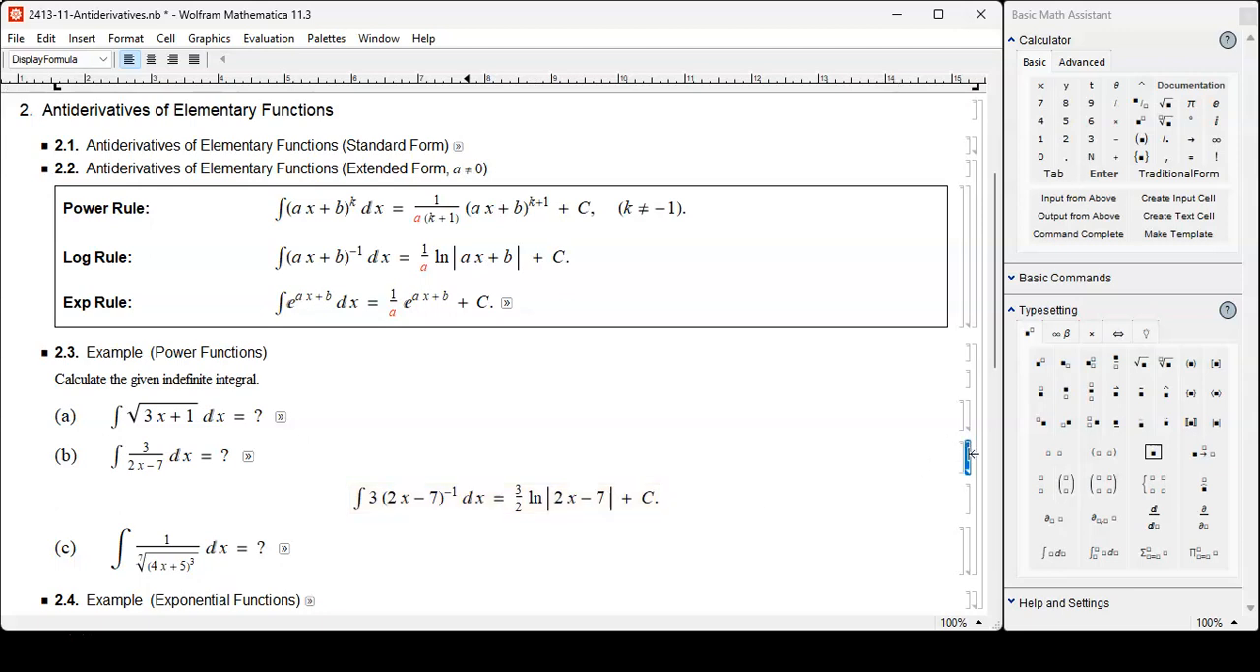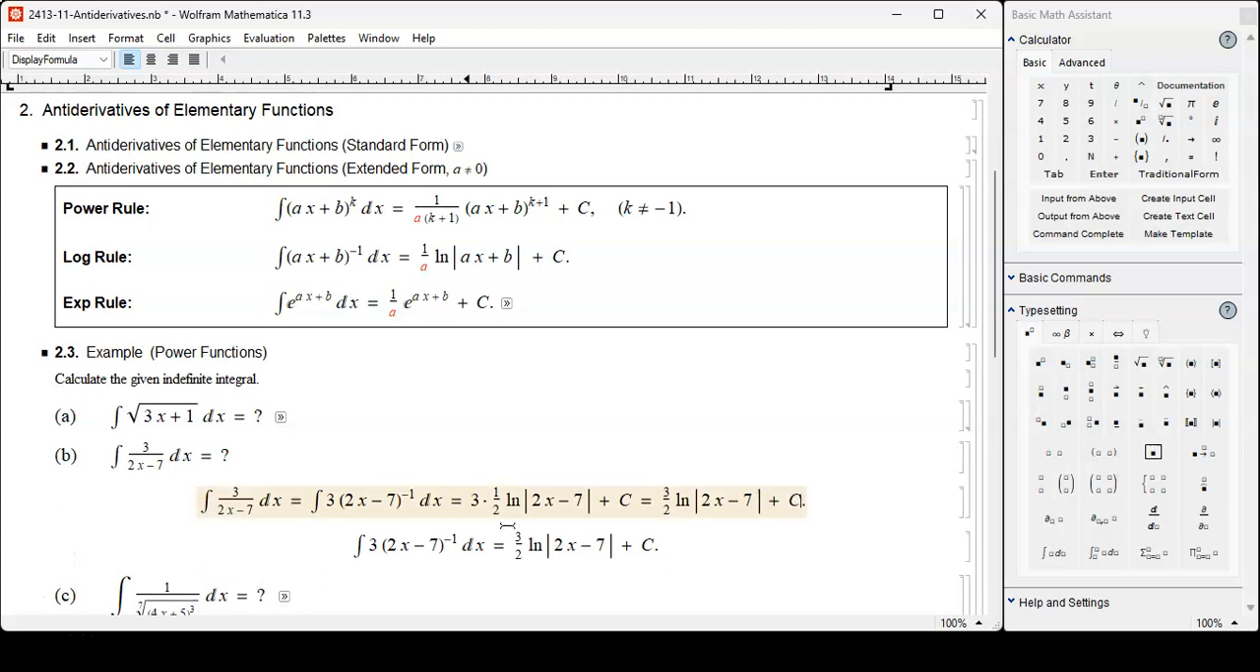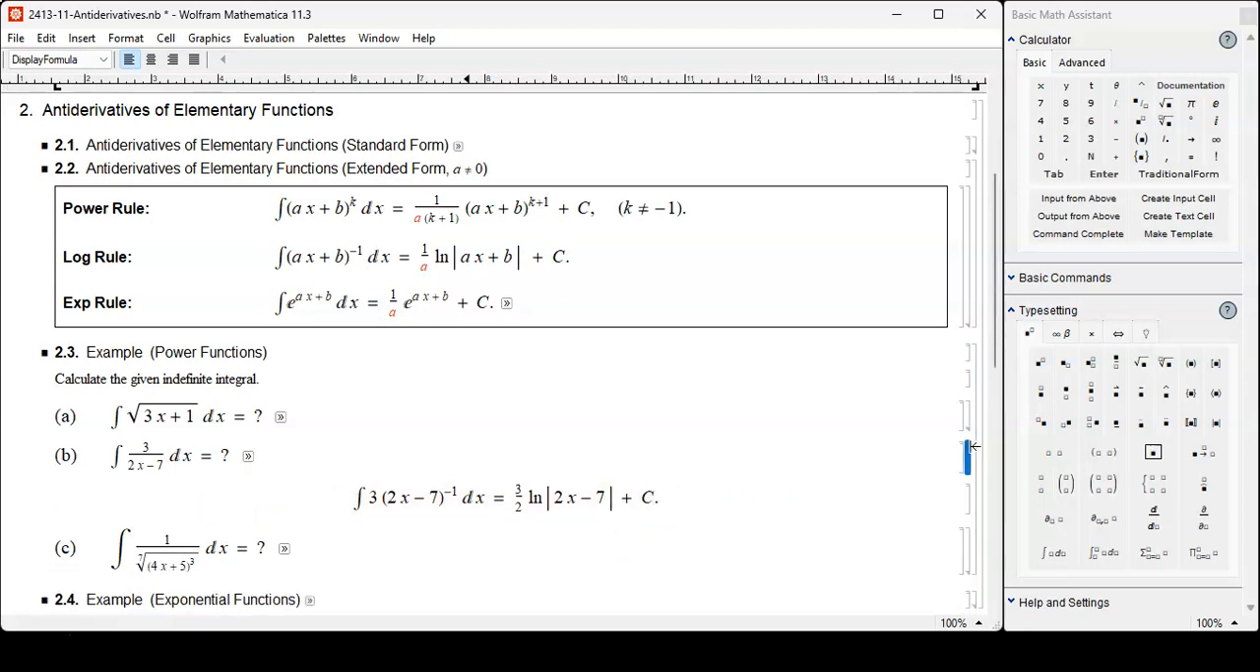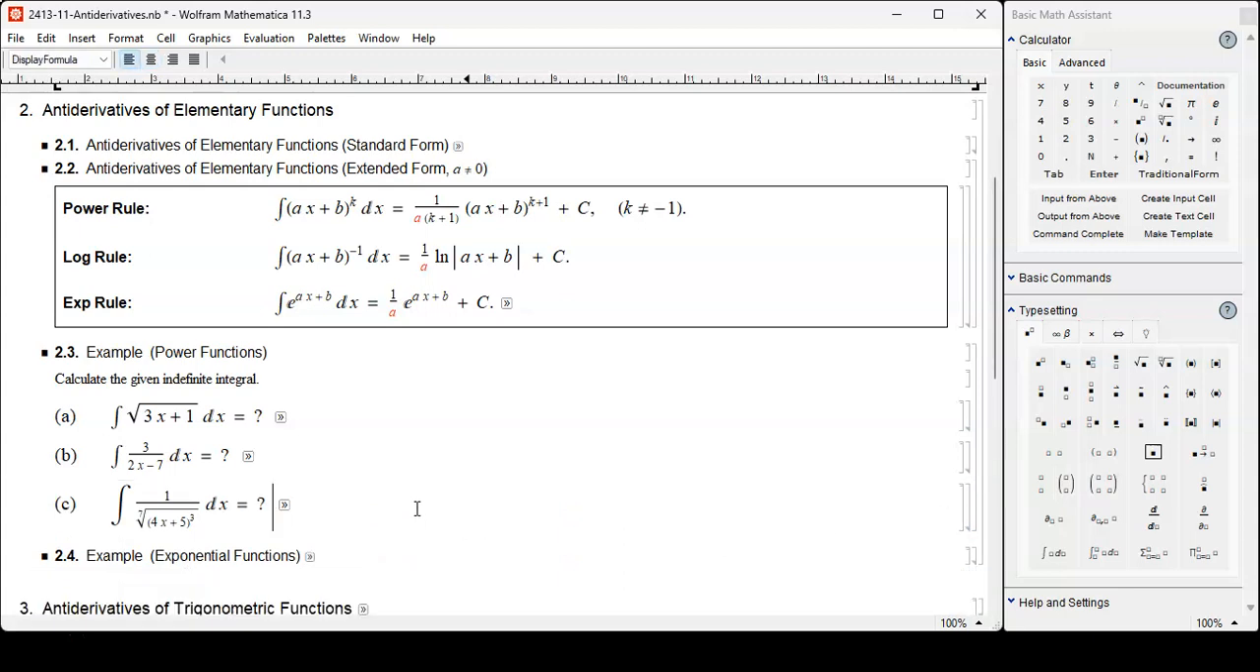What did I do here in the answer key? Well, here I have 3 times 1/2 separated. I went to 3/2 directly. Basically the same computation. Now one more problem here.